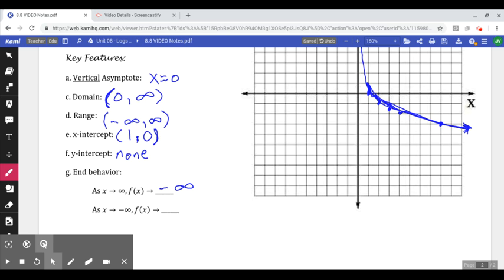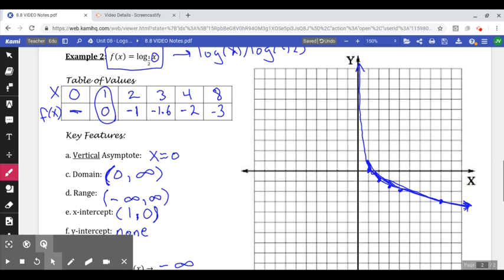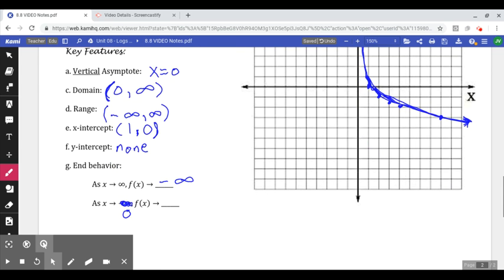As x approaches negative infinity here, well, that actually doesn't work. So we can't have an x value being 0 or negative, but we can approach 0. And we can take a look at the graph and see what the graph is doing. So if I'm a point on the graph and I'm trying to go to the left, trying to go to the left, trying to go to the left, I'm just going up and up and up. So our left end behavior as x approaches 0, f of x will approach infinity.